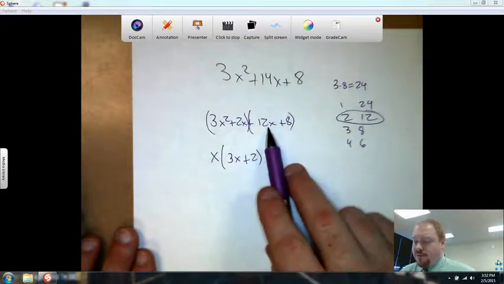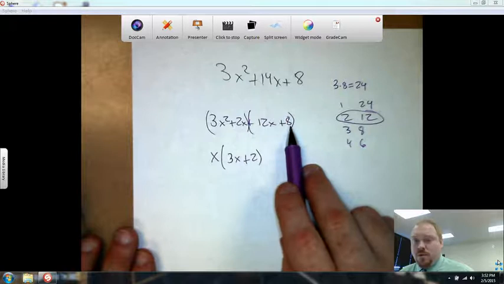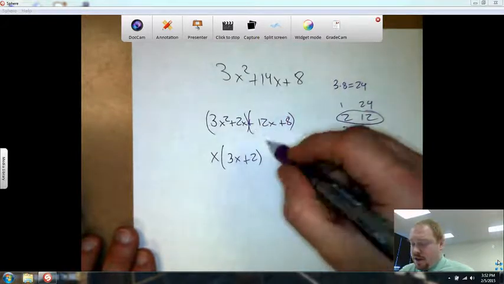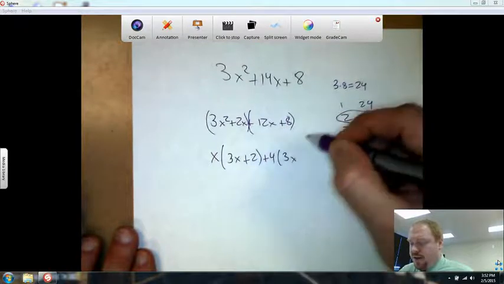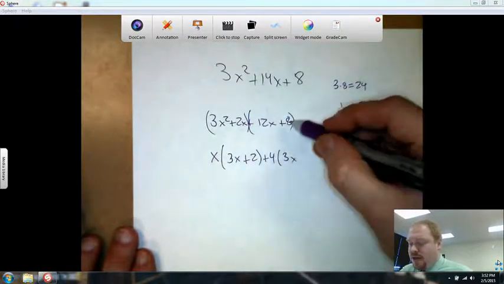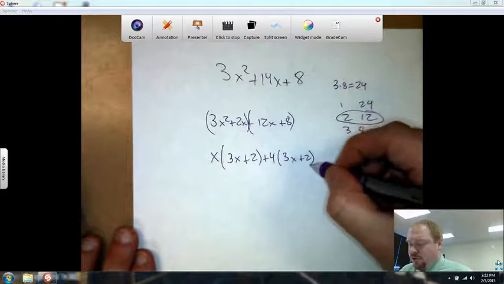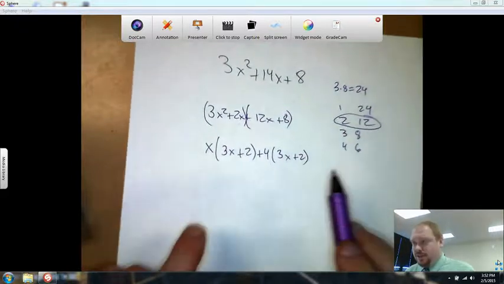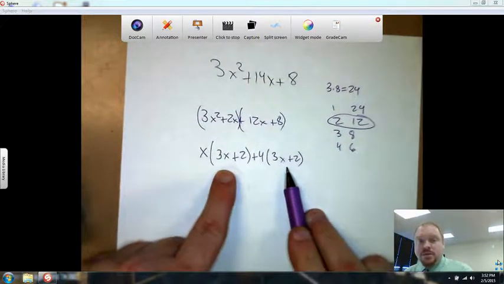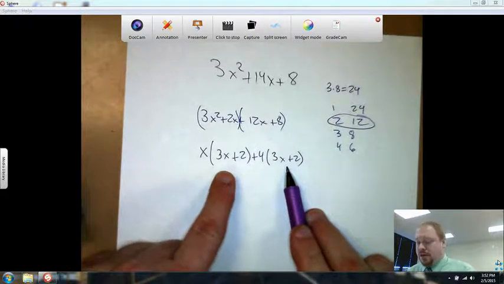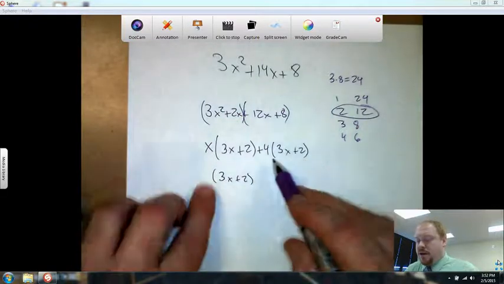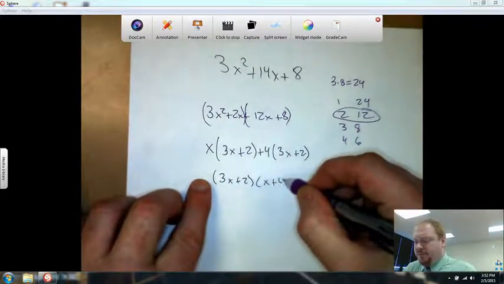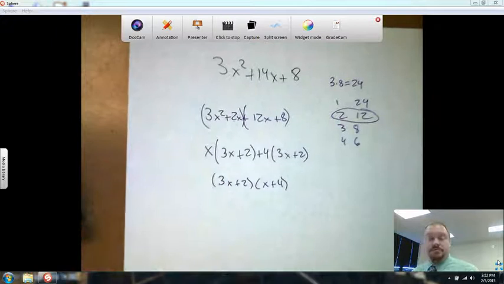Over here, 4 will go into both 12 and 8. Okay? And because it was plus, it's going to be plus 4. So that's 3x. 12 divided by 4 is 3. 8 divided by 4 is 2. I look at my parentheses. They are the same, so I know I'm in good shape. So I'm going to copy what's in parentheses. Copy what's not in parentheses. And I'm done.